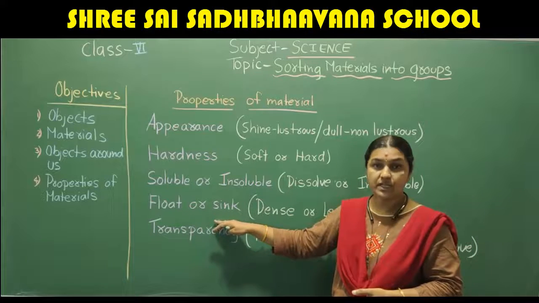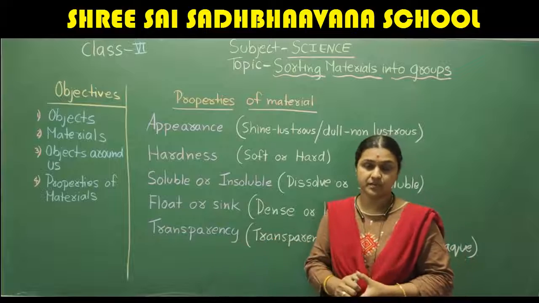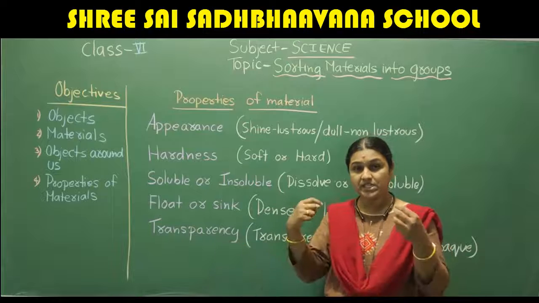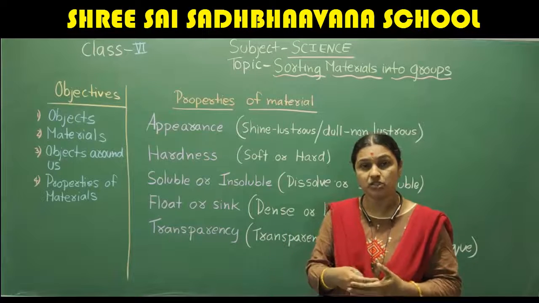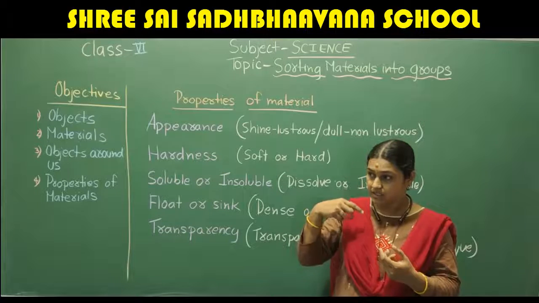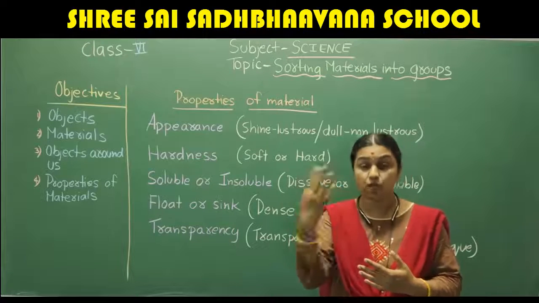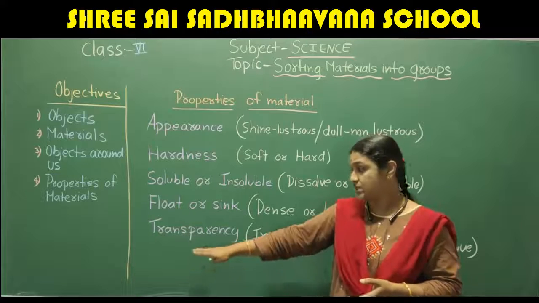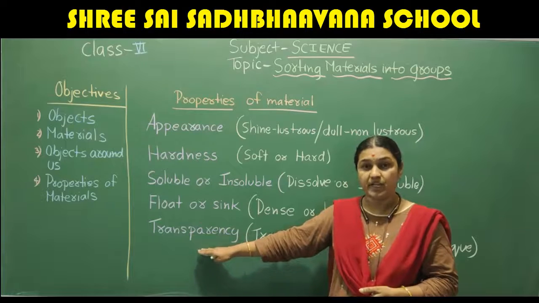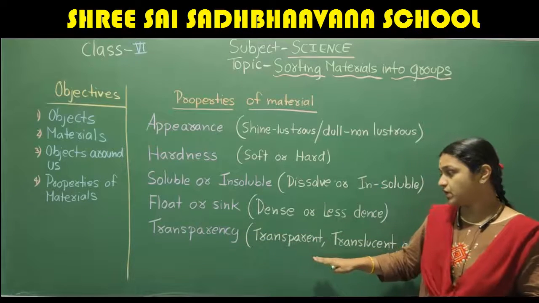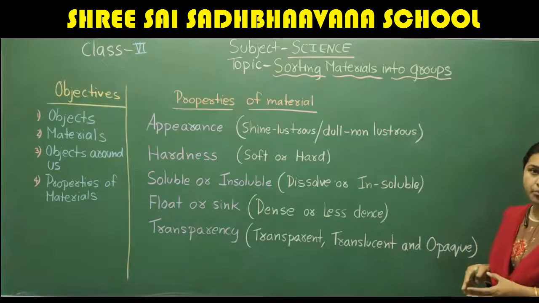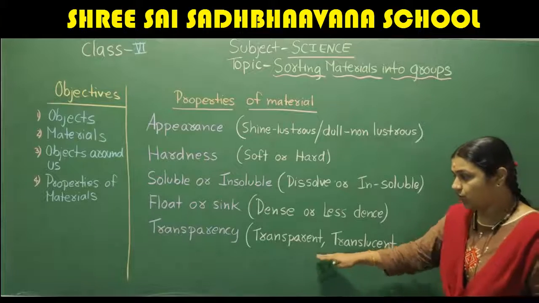This property is understood. Then comes the transparency. What do you mean by transparency? Now, transparency is whether the light passes through the object or not. If you're able to see certain things through the object, that will decide the transparency of an object. Based on this property, they are further classified into transparent, translucent, and opaque. Let's study one by one.